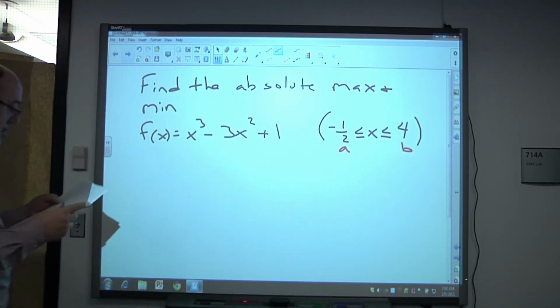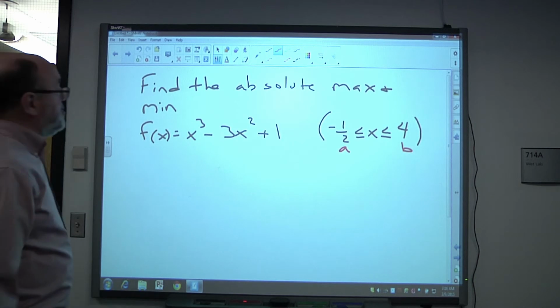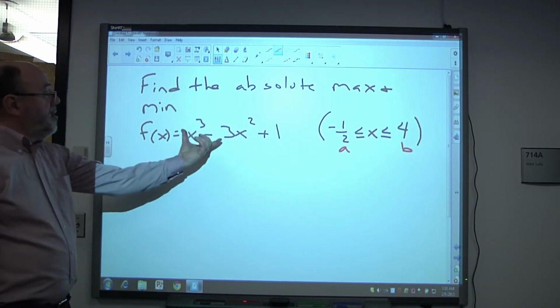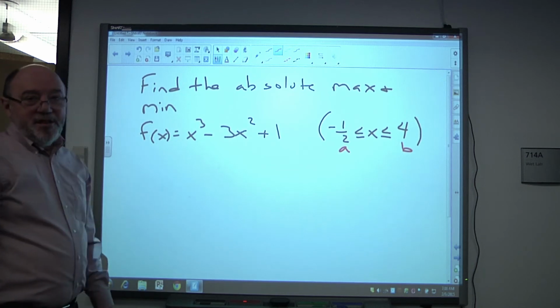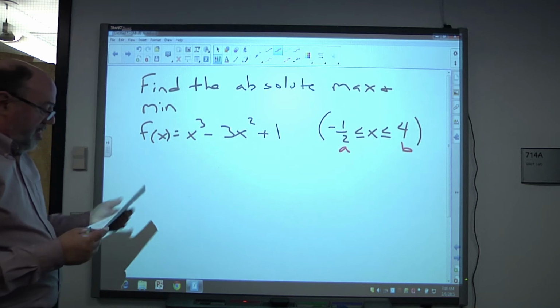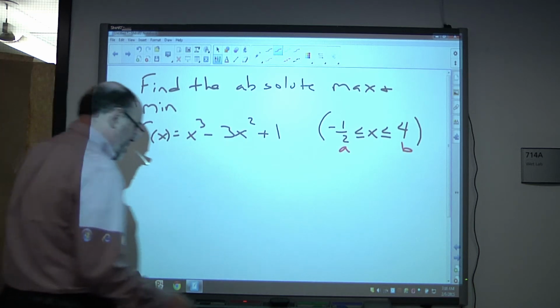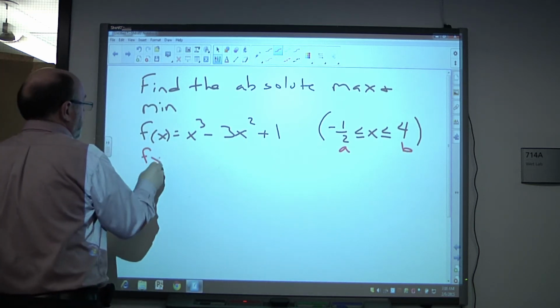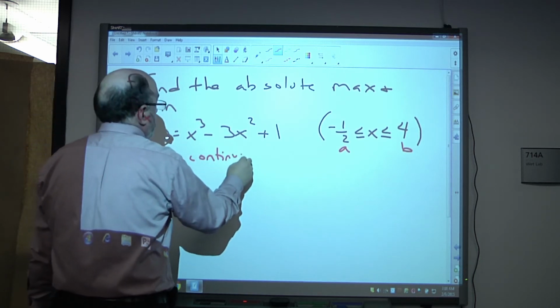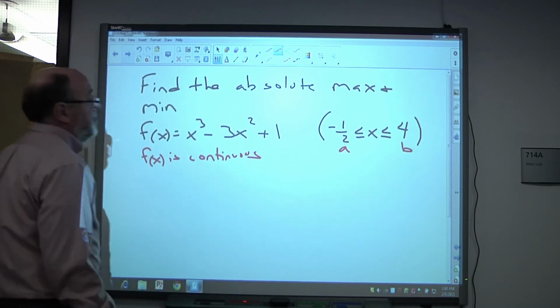First off, I noticed that for any number I plug in from -1/2 to 4, my function is continuous. No matter what number I plug in here, I will get a value. So it passes that first test: f of x is continuous on the interval.